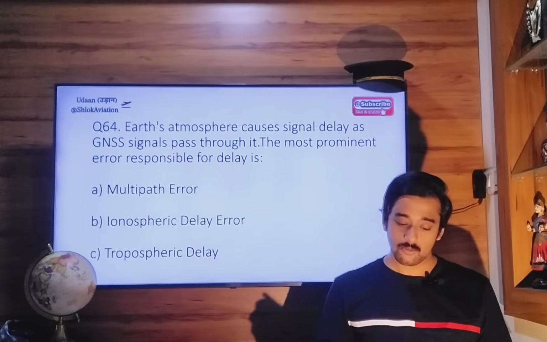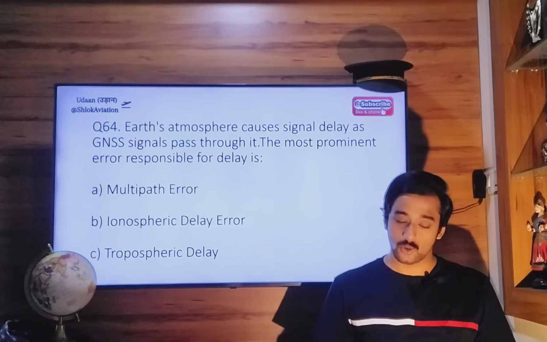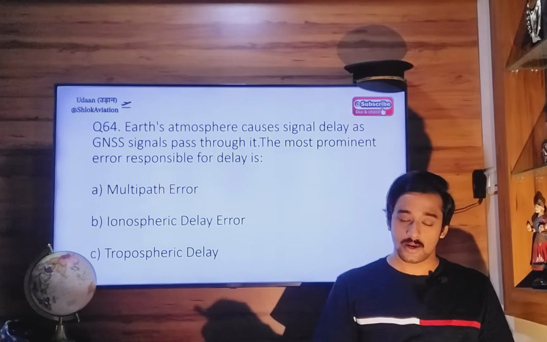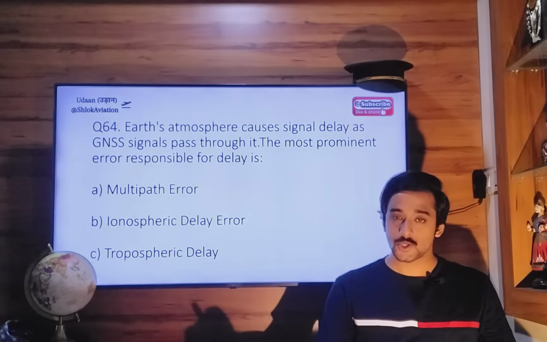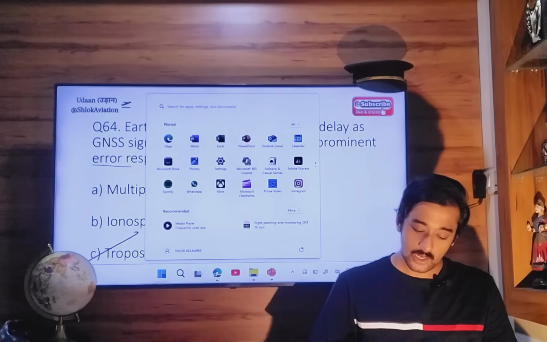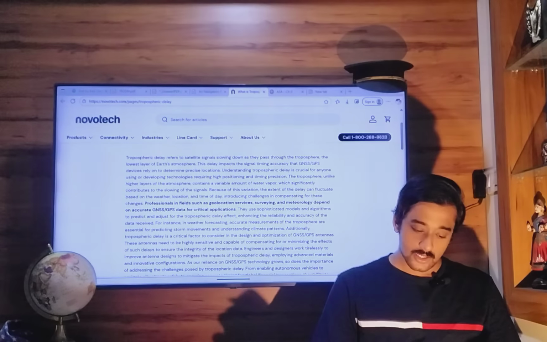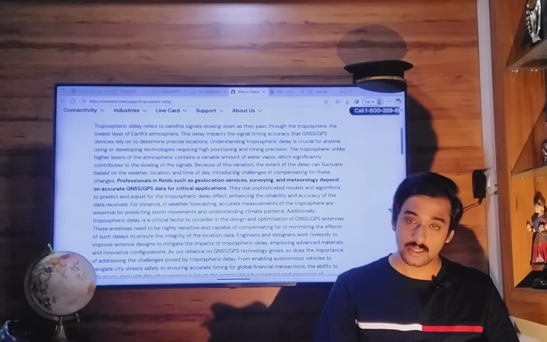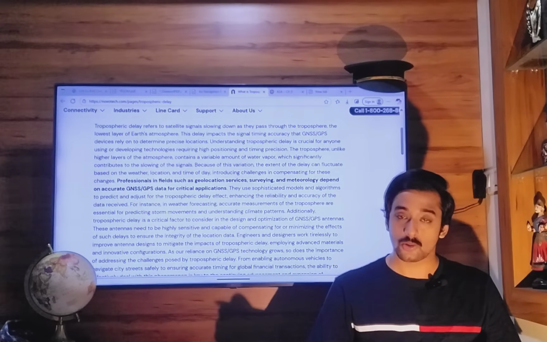Next. Earth's atmosphere causes signal delay as global navigation satellite signals pass through it. The most prominent error responsible for delay is: multipath error, ionospheric delay error, or tropospheric delay. So the correct answer is tropospheric delay. So we will look at tropospheric delay as it relates to GPS antenna. Tropospheric delay refers to satellite signals slowing down. So, very important word, slowing down as they pass through the troposphere, the lowest layer of Earth's atmosphere.